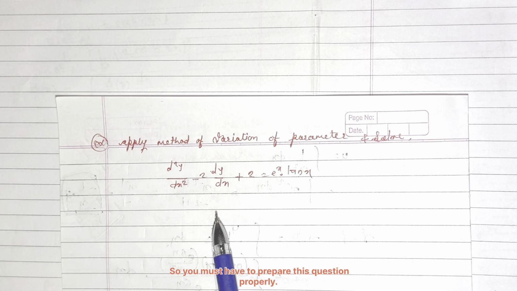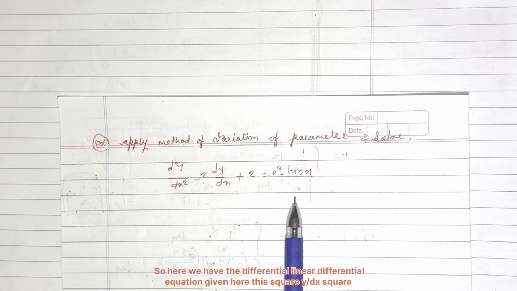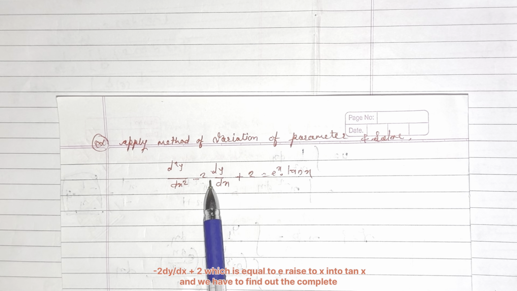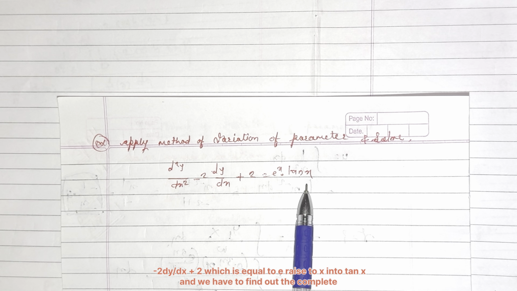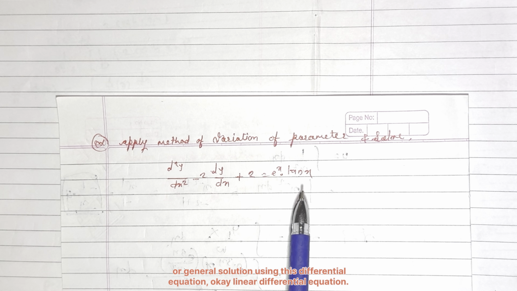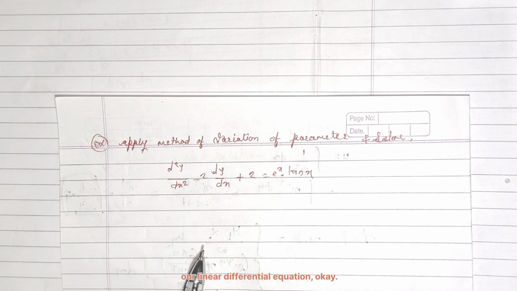Here we have the linear differential equation d square y by dx square minus 2 dy by dx plus 2y equals e raised to x into tan x. We have to find the complete or general solution. For that, first we find the complementary function, then the particular integral, and we add them to get the complete solution.